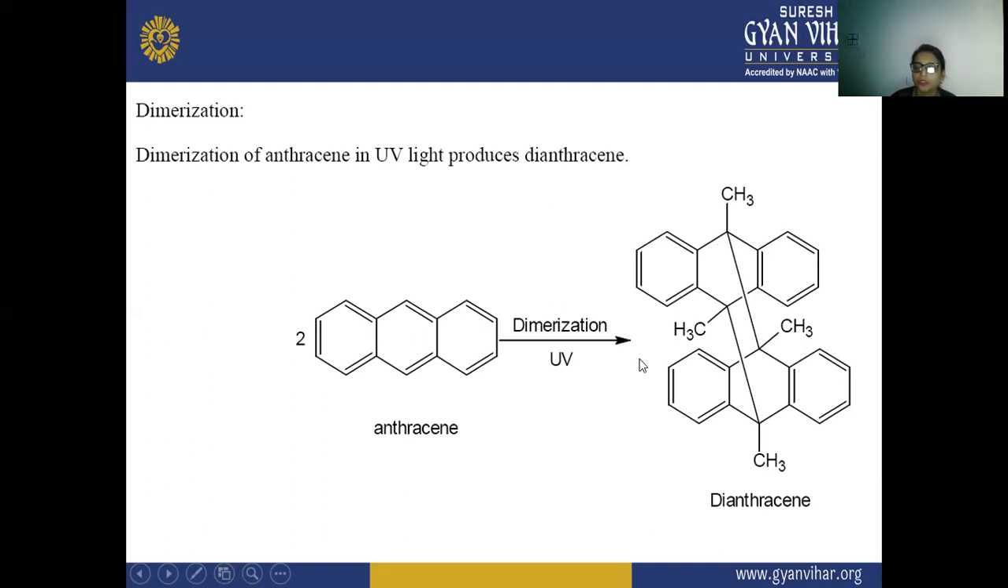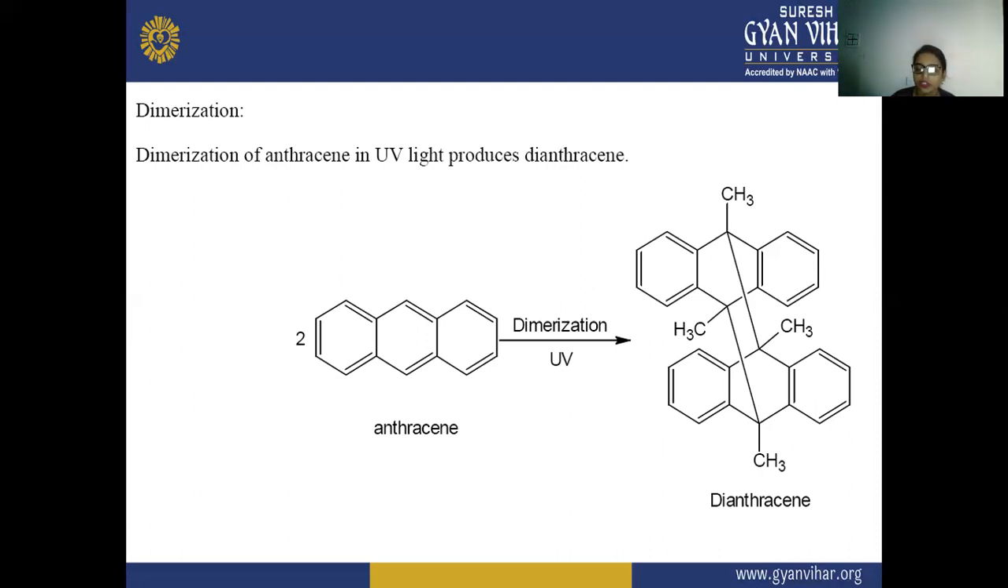And there is a formation of dianthracene, and this reaction is known as dimerization. In dimerization, this is occurring in the presence of UV light, and there is a formation of this product, that is dianthracene.